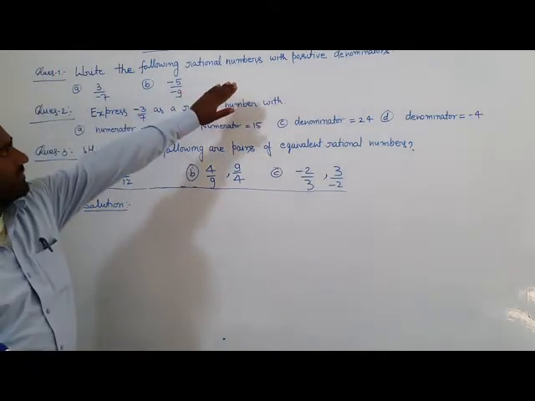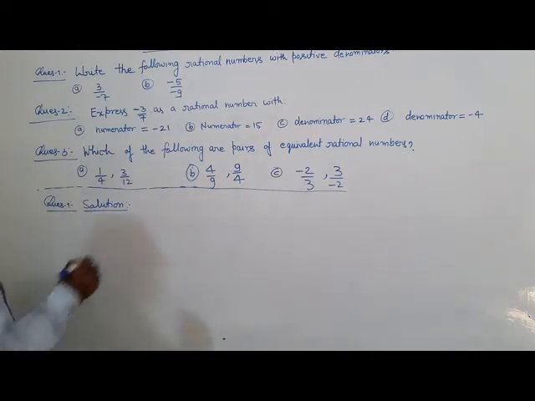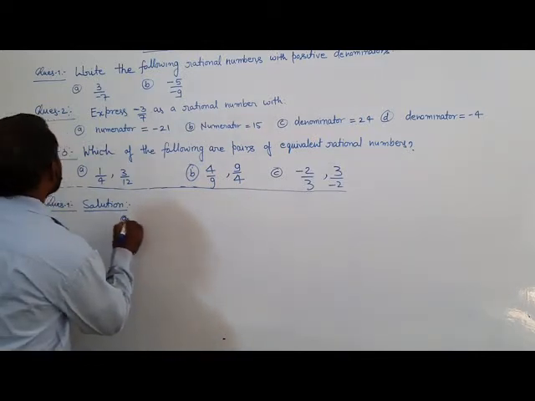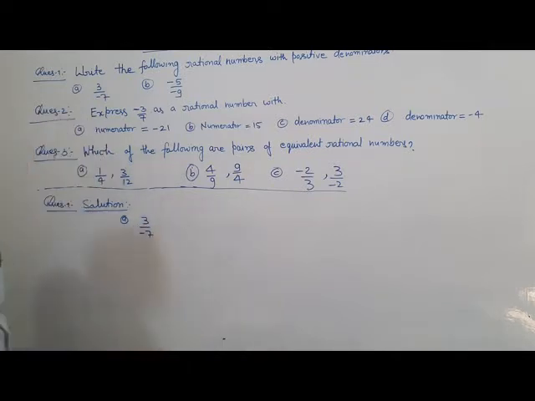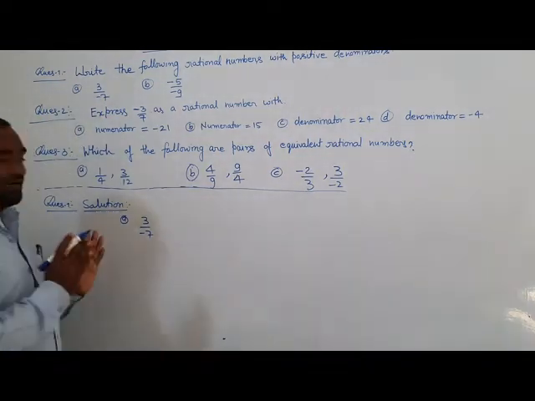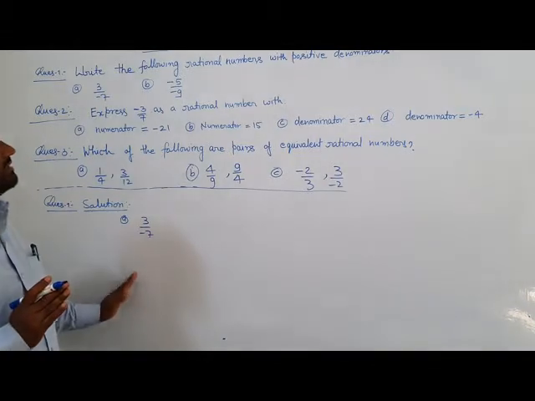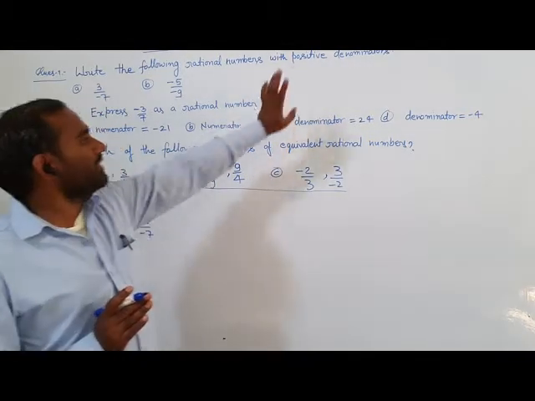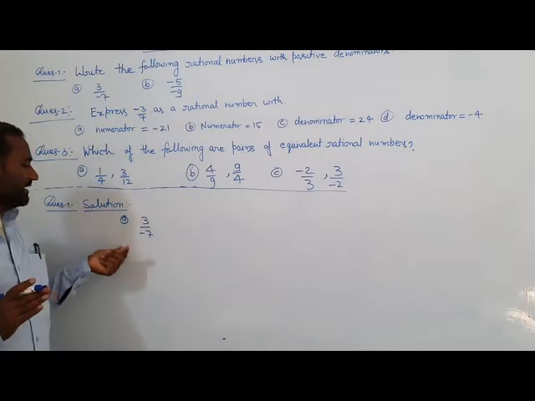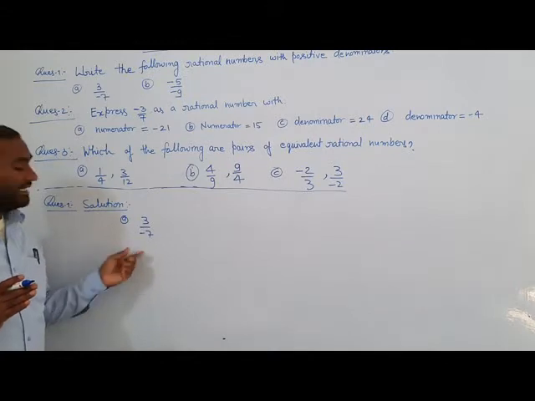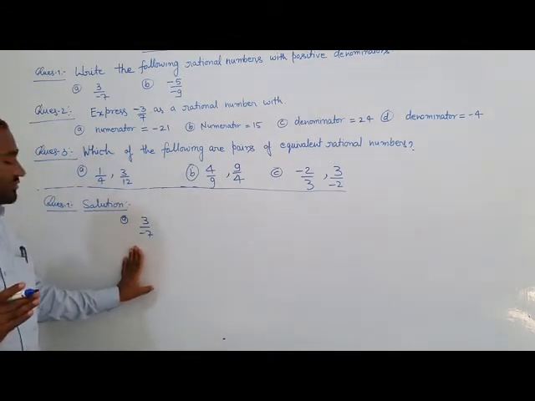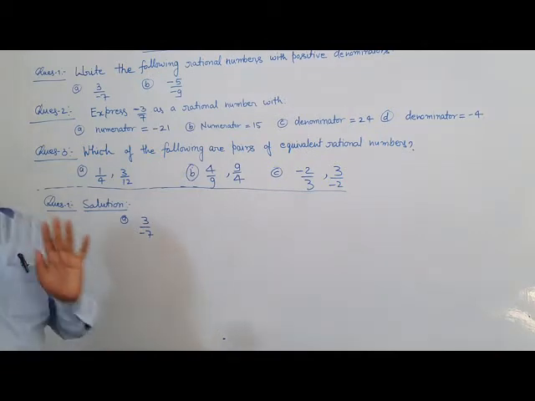Write the following rational numbers with positive denominators. First is A: 3 by minus 7. You have to change the sign of the denominator into positive. Denominator should be positive. Here we see that in 3 by minus 7, minus 7 is the denominator. It is negative, so you have to change it into positive.